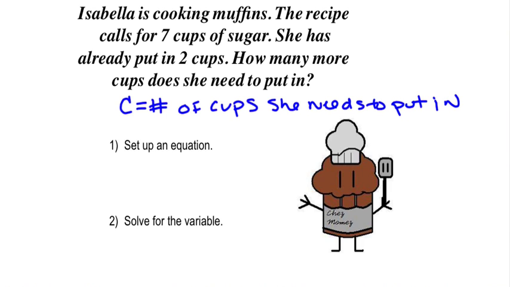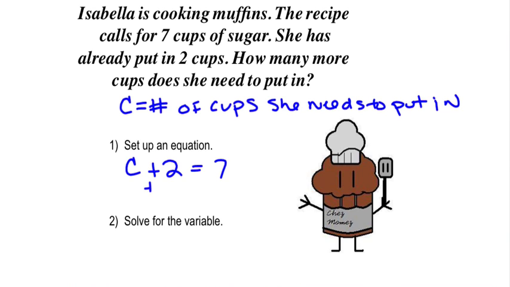Okay, now I want us to get away from solving directly for the variable. This is elementary. You guys are in middle school, therefore you can move away from solving directly for the variable. Let's work on mixing the variable in the equation. So let's set up a 1-step equation. C plus 2 equals 7. Okay? We've set up this 1-step equation.